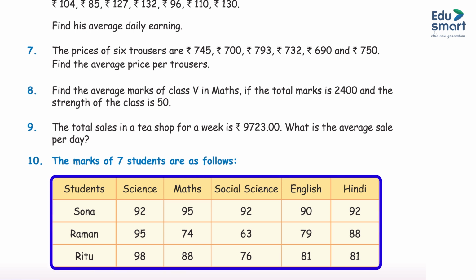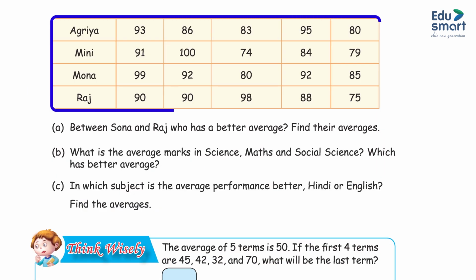Question 10. The marks of 7 students are as follows. Students: Science, Math, Social Science, English, Hindi. Sona 92, 95, 92, 90, 92. Raman 95, 74, 63, 79, 88. Ritu 98, 88, 76, 81, 81. Agriya 93, 86, 83, 95, 80. Mini 91, 100, 74, 84, 79. Mona 99, 92, 80, 92, 85. Raj 90, 90, 98, 88, 75.